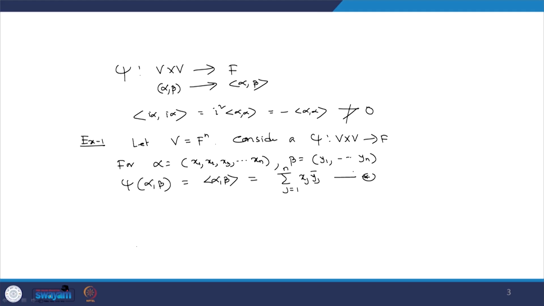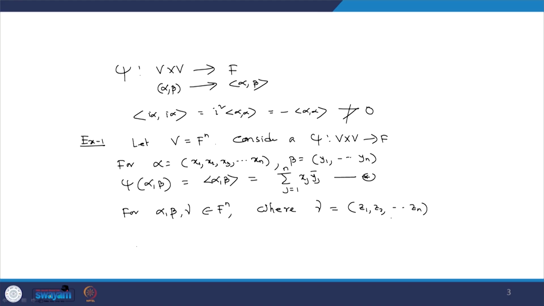To prove that, I have to prove that it satisfies all the first three axioms as well as the fourth one, because the fifth one comes as a consequence of the first three. So I do not want to do the fifth one; just 1, 2, 3 and the fourth one. First, the linear property. We have alpha, beta and gamma belonging to Fn, with gamma equal to say (z1, z2, ..., zn).